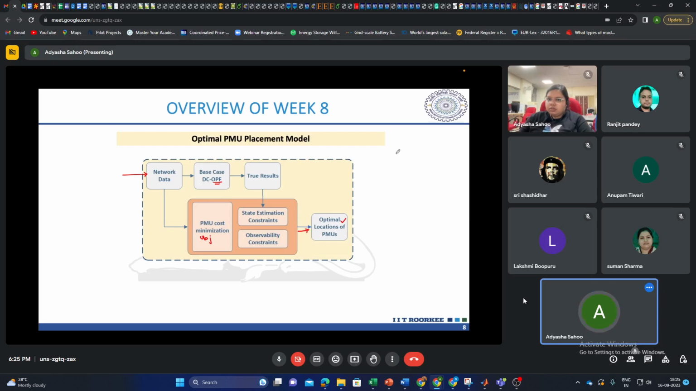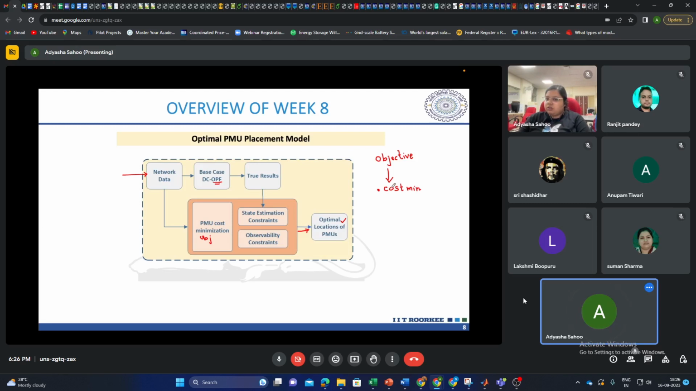Maybe we'll first discuss this. Each optimization problem will have an objective function. The objective function is the goal that we want to achieve, and here it was cost minimization. So can anyone tell me what other objectives we can have in the power system except cost minimization? What other goals can we have in general? Anyone? What do we want?